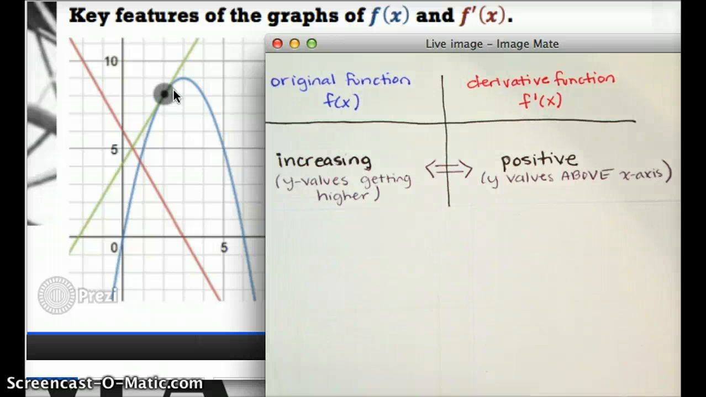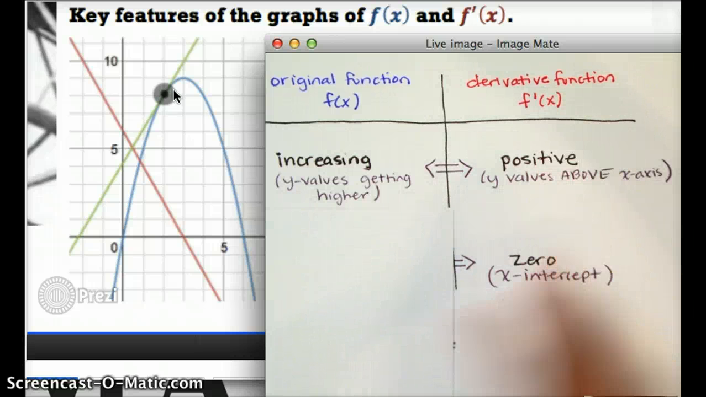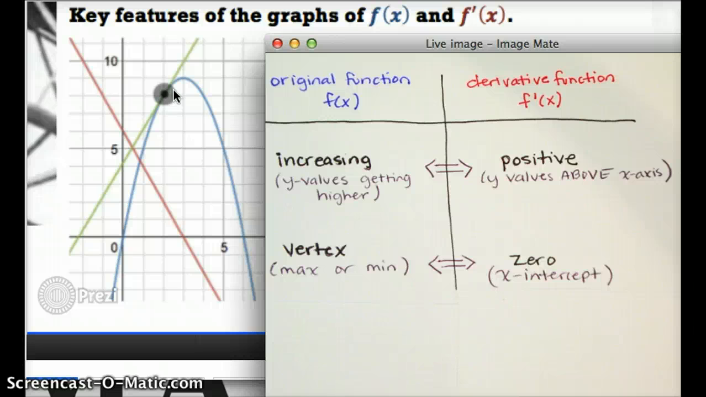How about this one? What do you notice about the original function on the part of the graph where the derivative function equals 0? In other words, when you see the x-intercept of the derivative function, what happens to the original function? Right, this is the one that I just talked about. When the derivative function has a 0 or an x-intercept, the original function has a vertex, in other words, a maximum or a minimum.